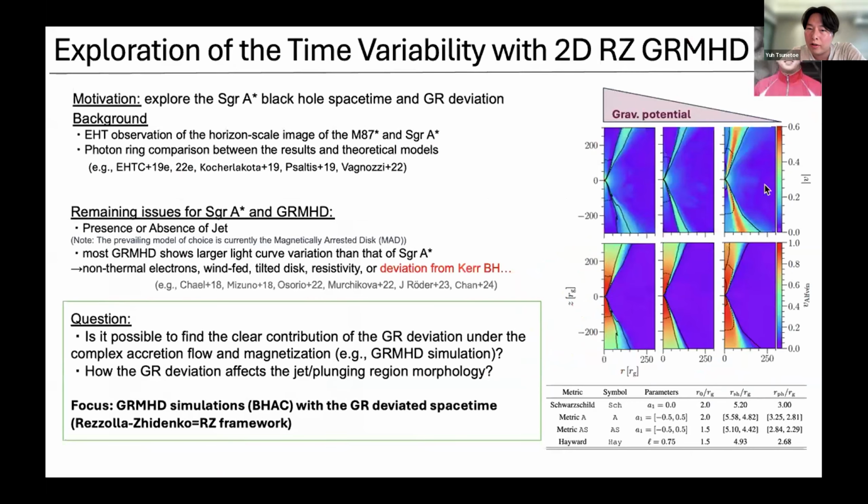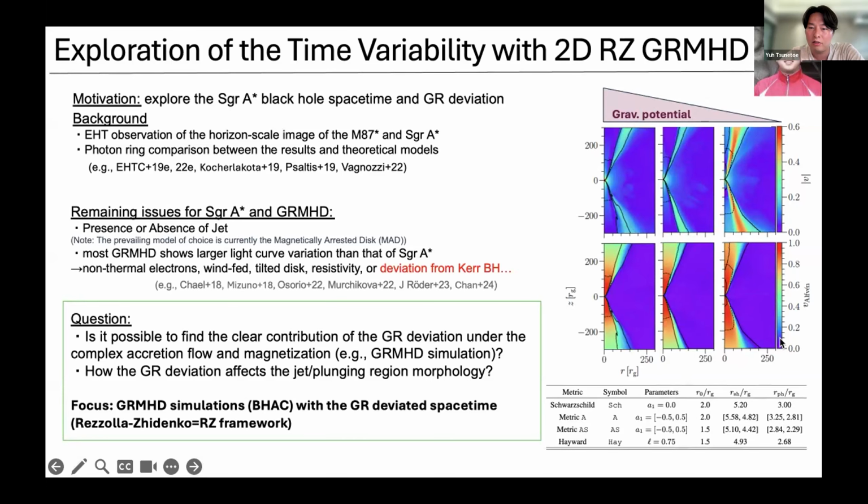So next, another focus is testing deviations from GR using MHD simulation and radiative transfer in a modified spacetime. Kotaro Moriyama and collaborators ask whether such deviations leave clear imprints even under complex and turbulent magnetized accretion flows around the black hole. They introduce the Rezzolla-Zhidenko, or RZ, metric, which is parameterized to describe deviations from the Schwarzschild metric.